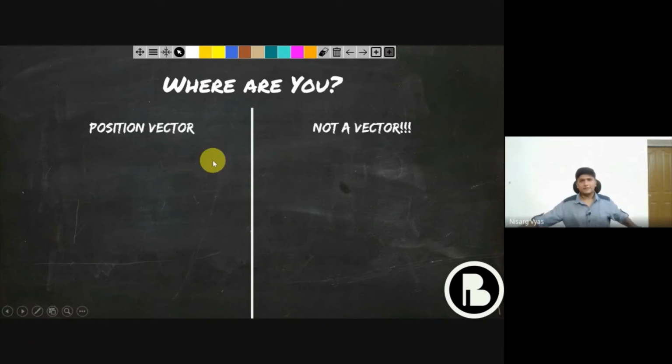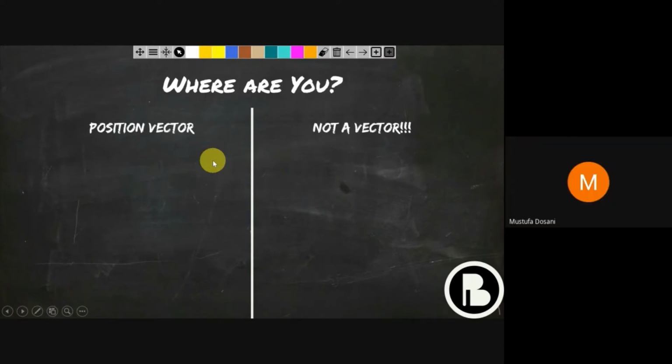Moving on to the first thing in kinematics, that is the position vector. Very first thing in kinematics, the position vector. So it is the very basic thing. I want to know it from you guys. What is a position vector?